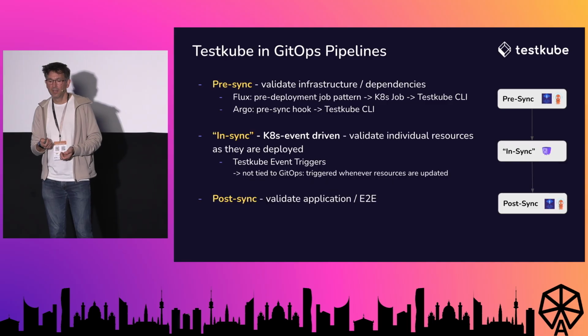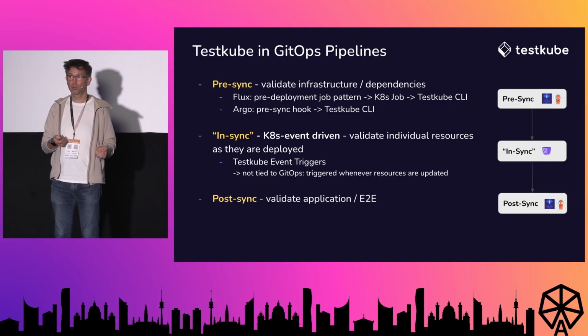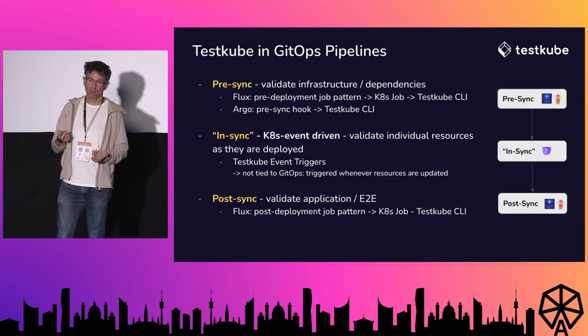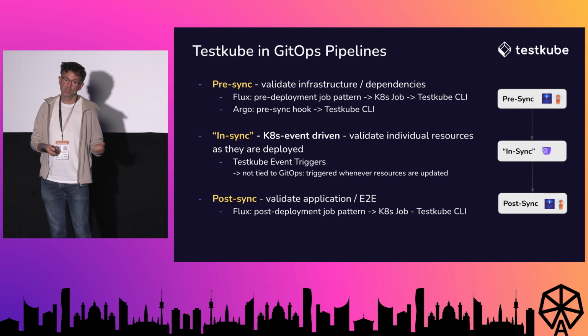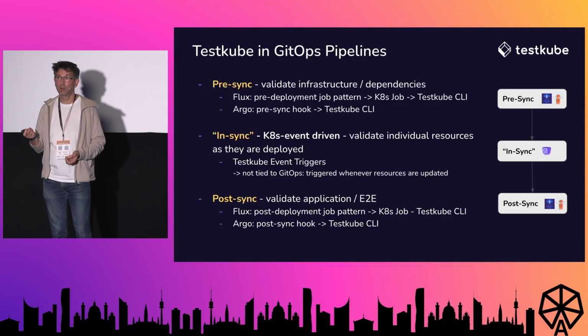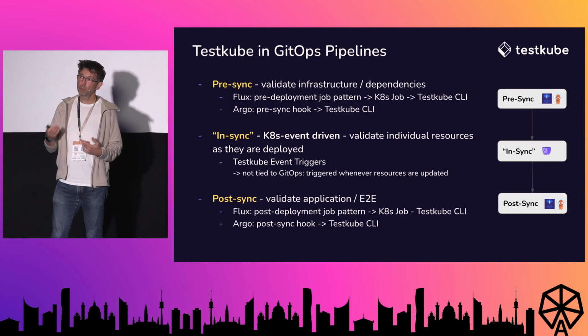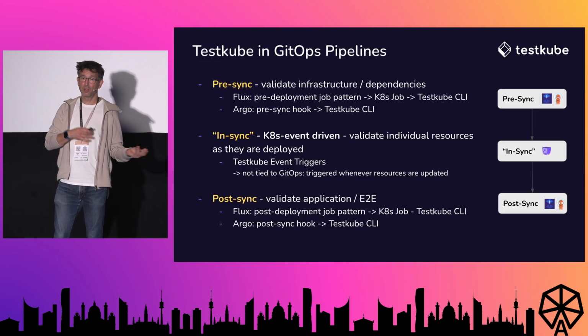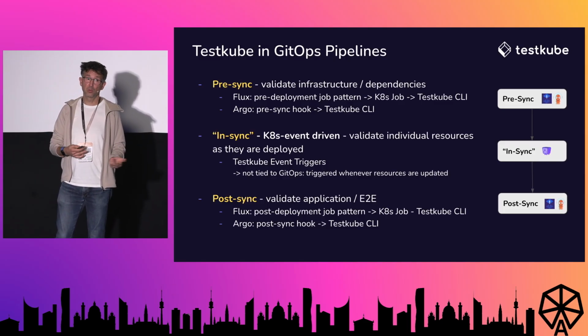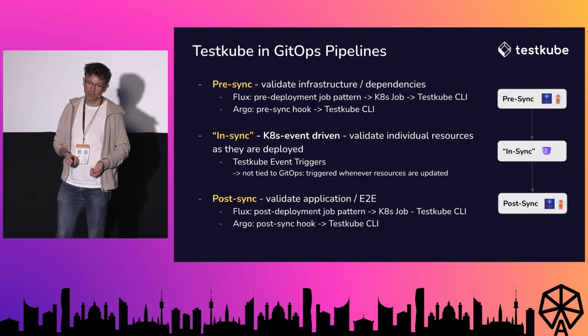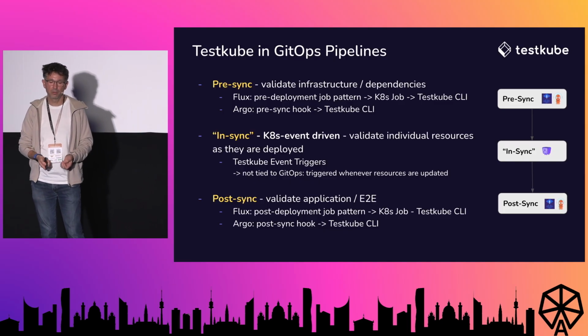And finally, post-sync, which is the most common. In Flux, there's an inverse version of the job pattern with Kustomize to run jobs after a sync, and Argo has post-sync hooks, which makes it really easy to run tests after. The hard part here is rolling back. If your tests fail, that's not super easy in either of those tools. It's something you have to cobble together depending on how you set up your infrastructure.